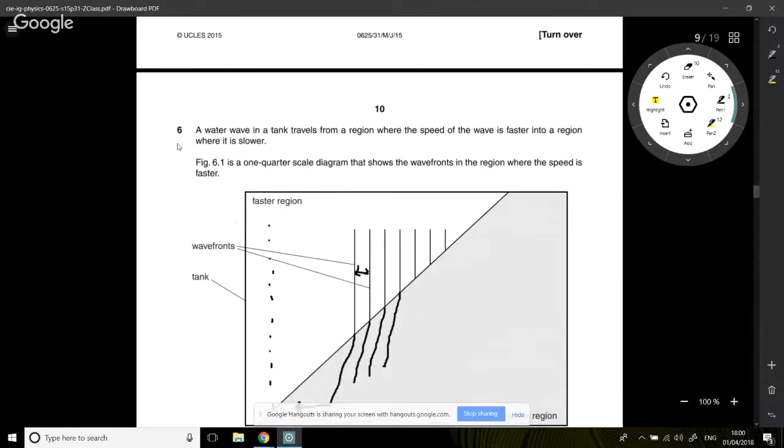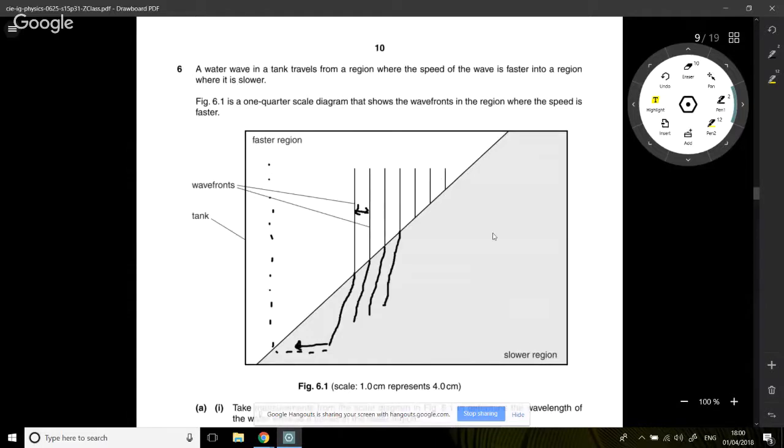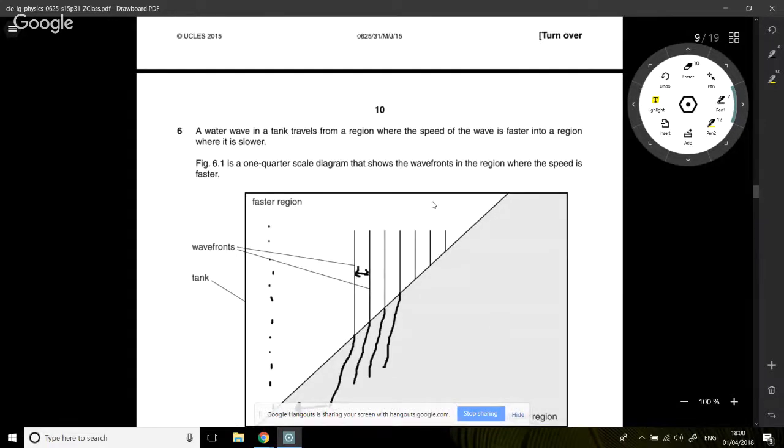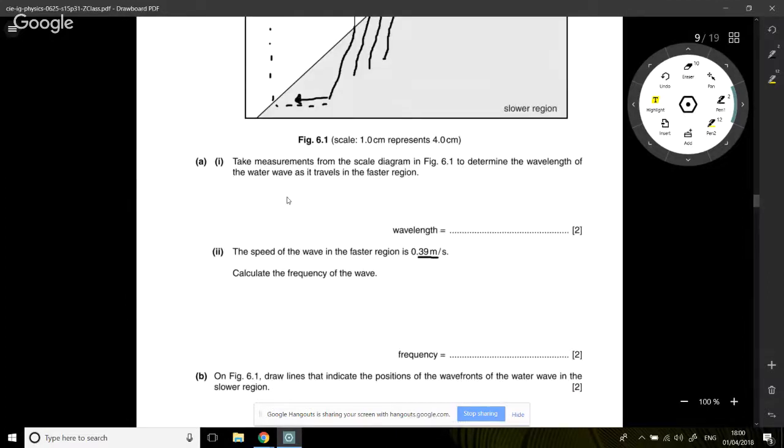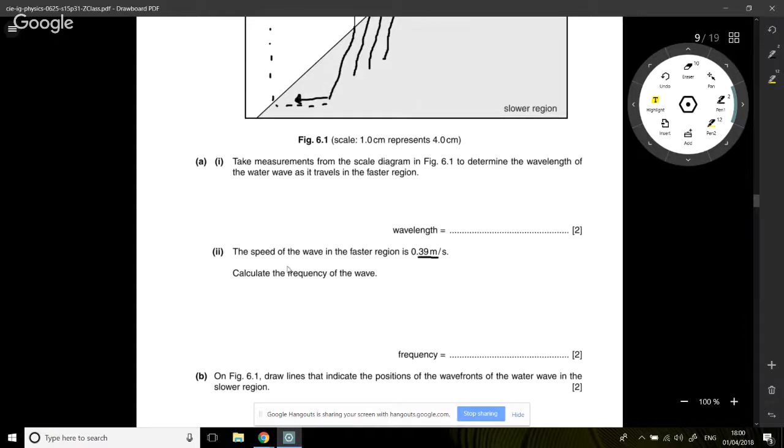All right, this is just a quick question about waves. A wave in a tank. So you've got a wave in a tank with 2 regions where the wave travels slower or faster, and it illustrates these wavefronts. The first question is, imagine this is the scale drawing, 1 to 4. Take measurements of the scale diagram to determine the wavelength of the water waves as it travels through the region. So you just get out a ruler, measure this, use the scale, and you should be able to then get your wavelengths.